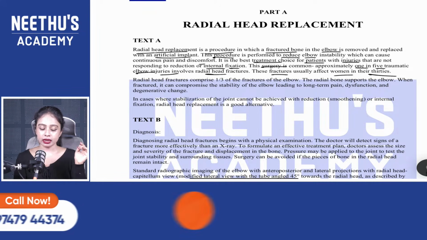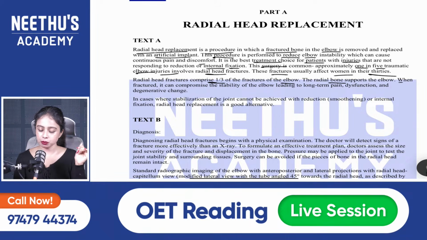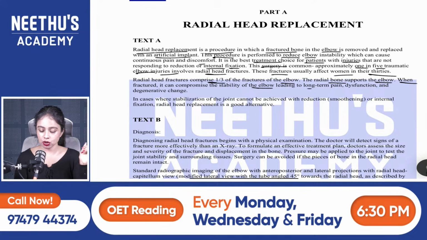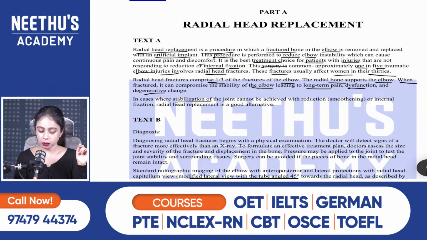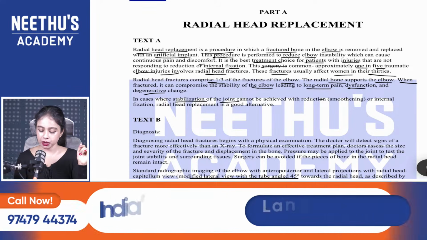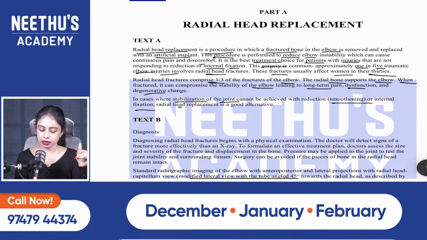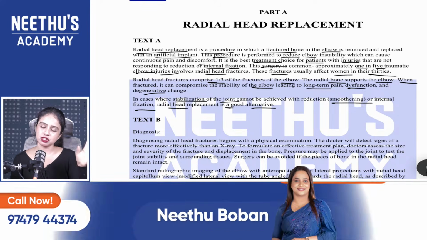All right. Radial head fractures comprise one third of the fractures of the elbow. The radial bone supports the elbow. When fractured, it can compromise the stability of the elbow, leading to long-term pain, dysfunction and degenerative change. In cases where stabilization of the joint cannot be achieved with reduction or internal fixation, radial head replacement is a good alternative. And these are my keywords from the first para.